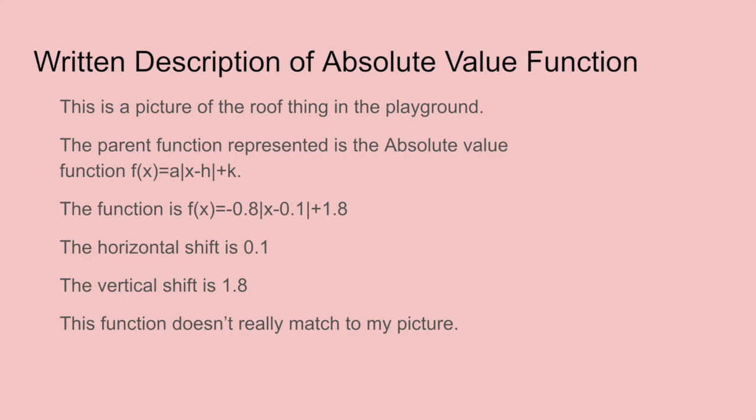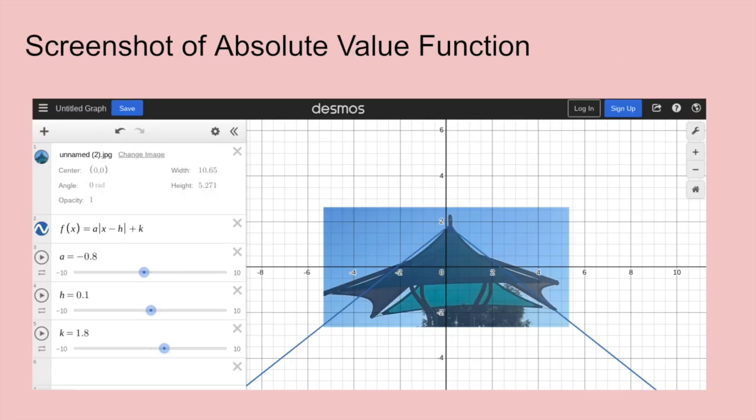The parent function represented is the absolute value function. I messed up a bit for my picture. It's not a camel, it is a tree branch, as you can see. So I did mess up a lot, but it's okay. Here is the screenshot of the square root function. The function doesn't really match up to my picture, but it's kind of similar. That's all.